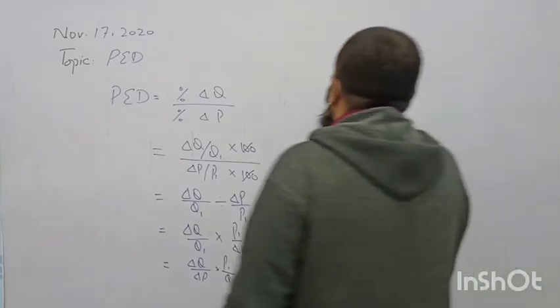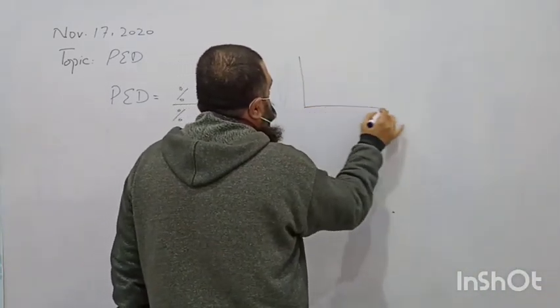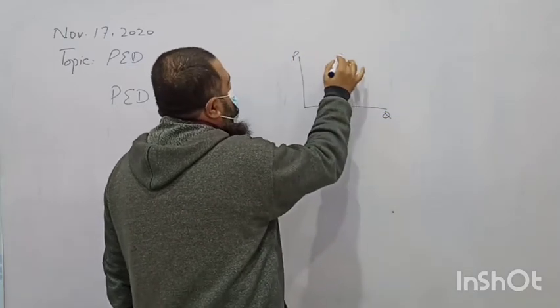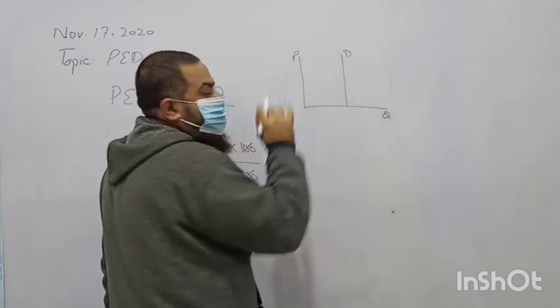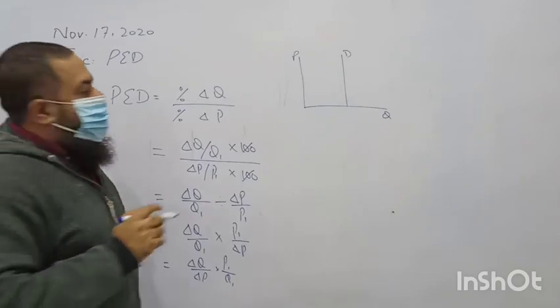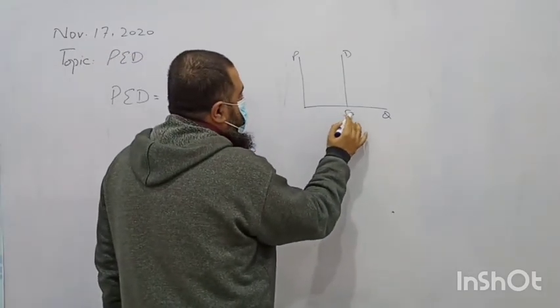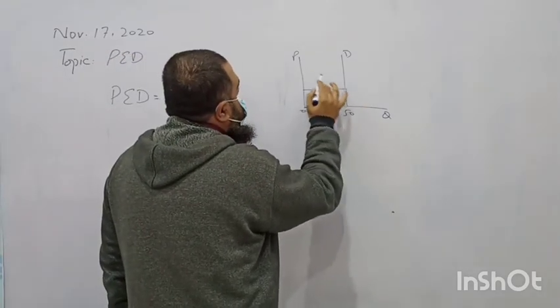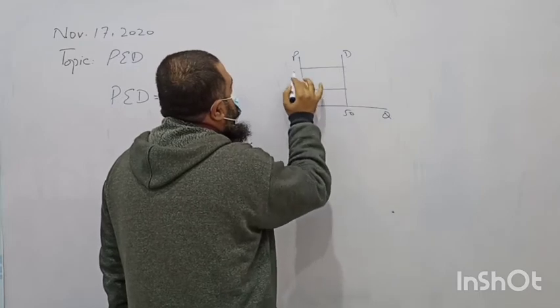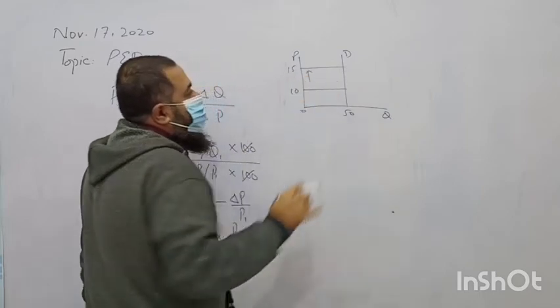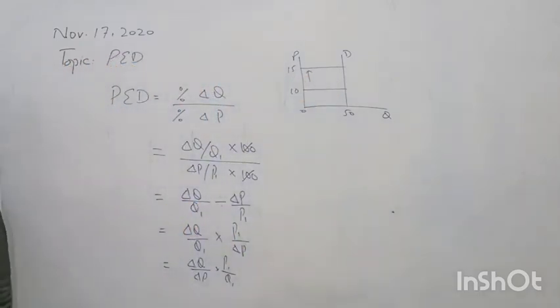Another case of price elasticity of demand, that is about this demand curve. Now quantity remains fixed, price is changing from 10 to 15. Can you find the price elasticity of demand by yourself?